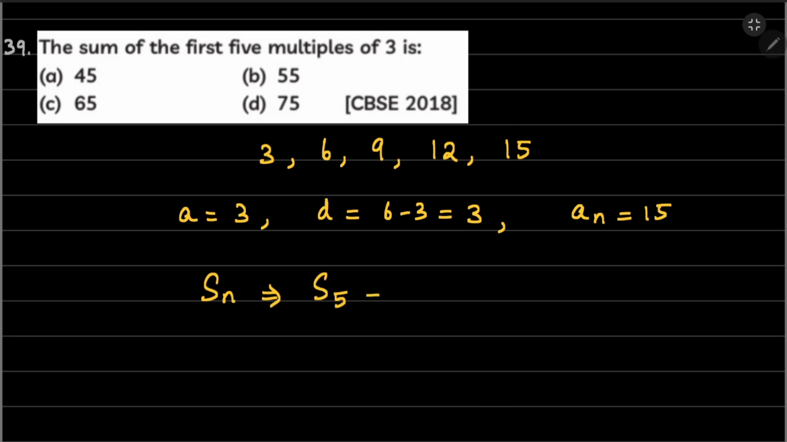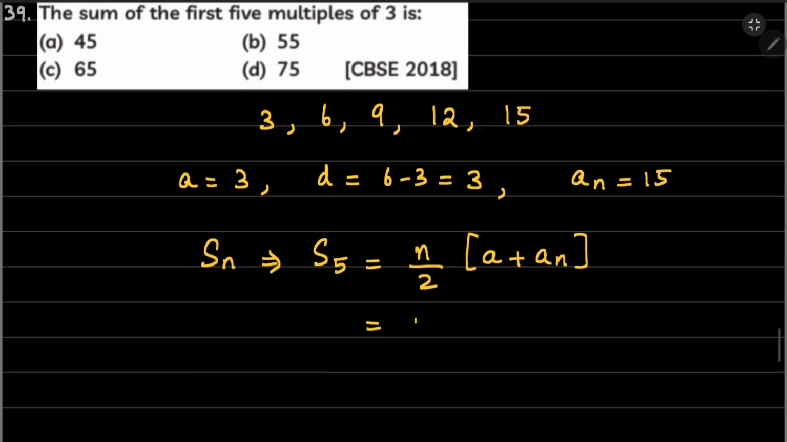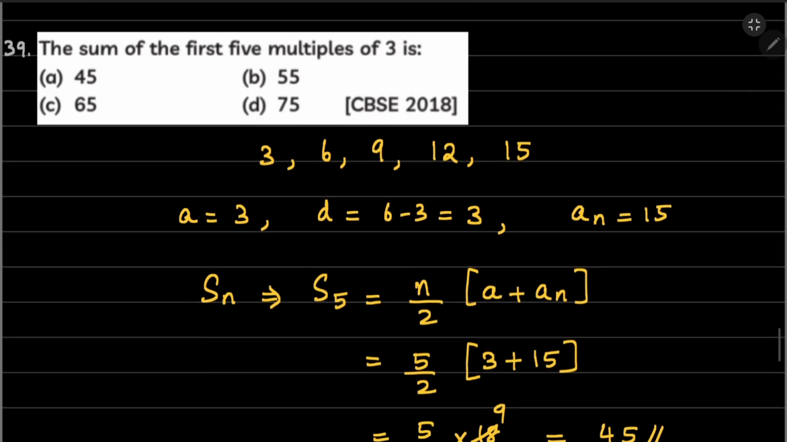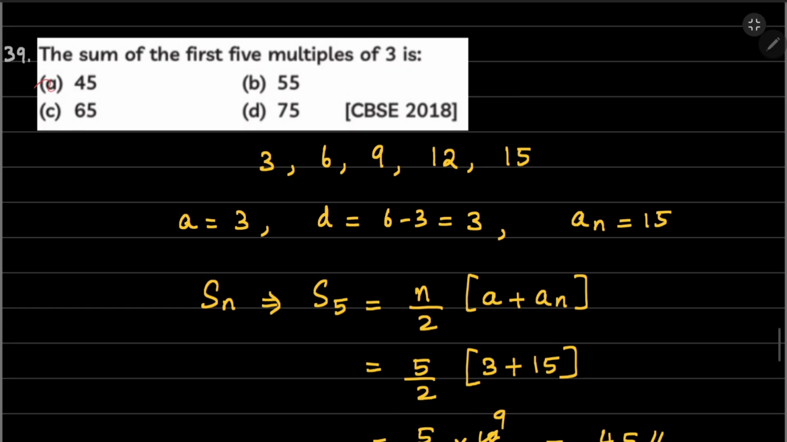There are totally 5 terms. The sum is N by 2 into first term plus the last term. So what is N? Total number of terms, it's 5. 5 by 2 multiplied by the first term 3 plus the last term 15. So this is nothing but 5 by 2 multiplied by 18. 2 nines are 18, 5 into 9 is 45. So 45 is the correct answer. Option number A is the correct answer.